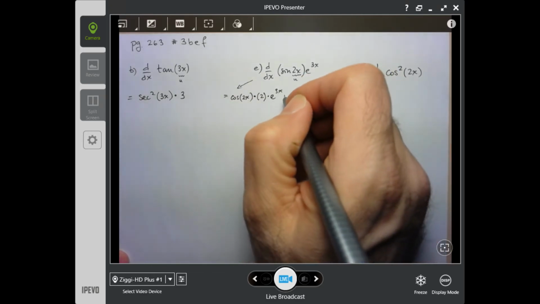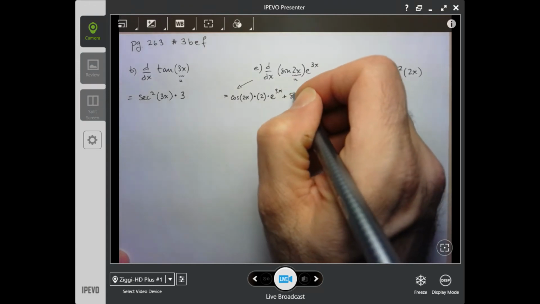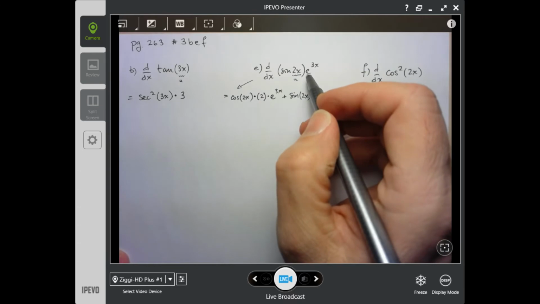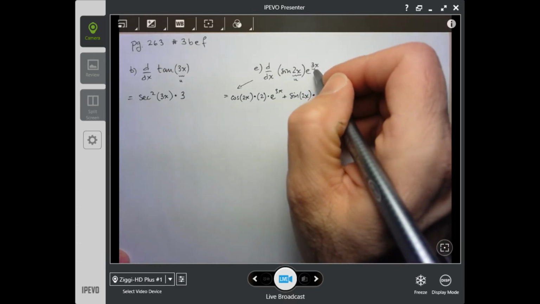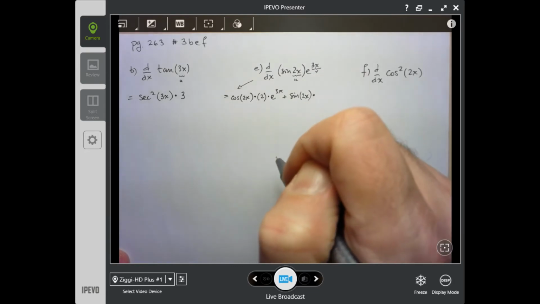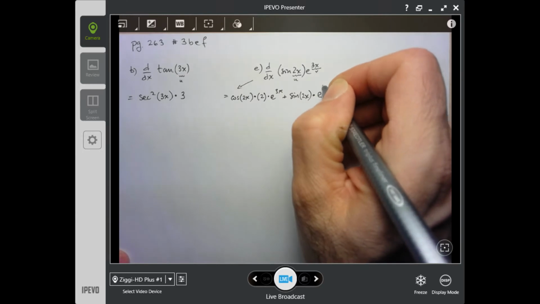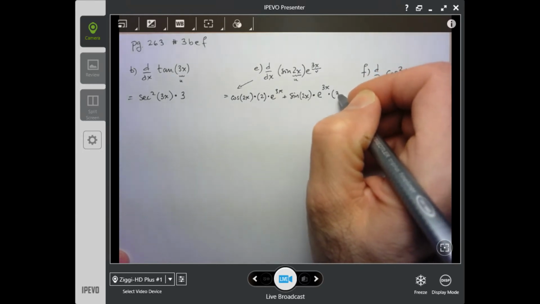And then plus, here now, it's going to be the first function, so sine of 2x, and then multiply that by the derivative of e to the 3x. But again, we're going to have to use the chain rule here. So my 3x here, I'll let that be my v. So the derivative of e to the v is just e to the v. So e to the 3x, and then times the derivative of 3x, which is just 3.